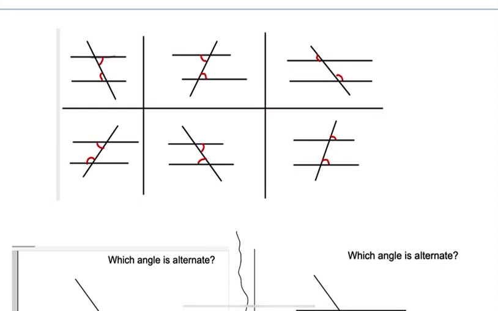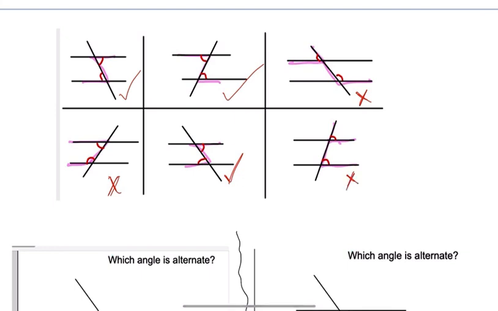Okay, so when you highlight the lines, this is what they should all look like. So we can see that we are getting a couple of Zs. So here, this first one is a Z, and this one is here, so they're alternate. That one won't make a Z, so they can't be alternate. This one makes a C shape, which we're actually going to have a look at in another video. This one makes that Z, so they are alternate. And that makes more of an upside down F, which again, we'll have a look at in another video. But for now, they aren't alternate.